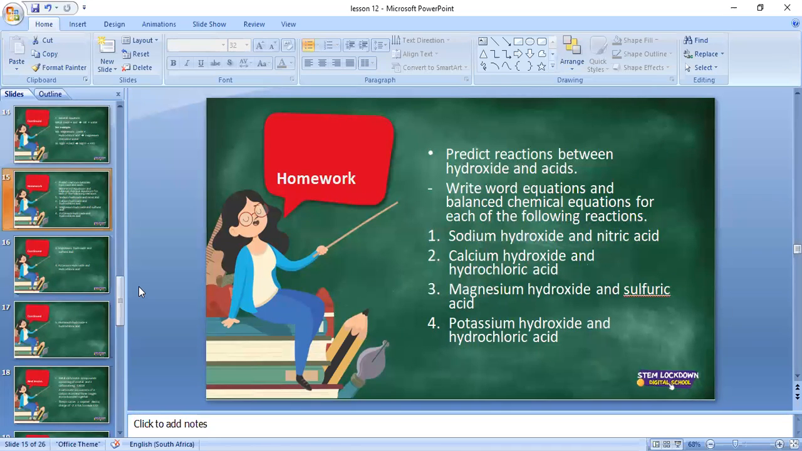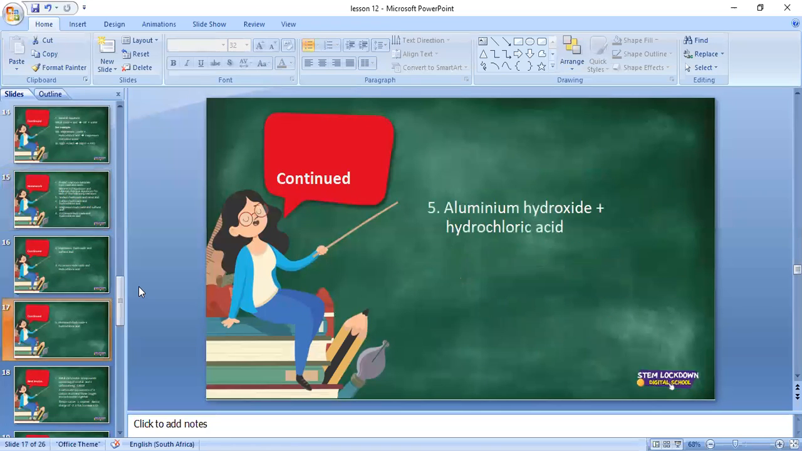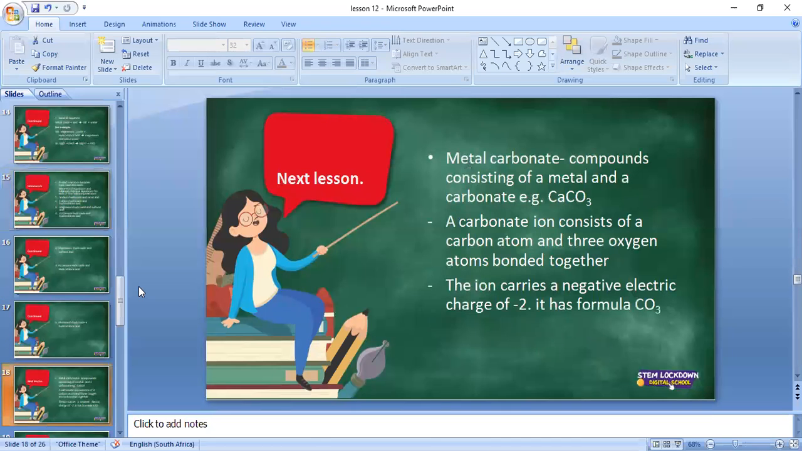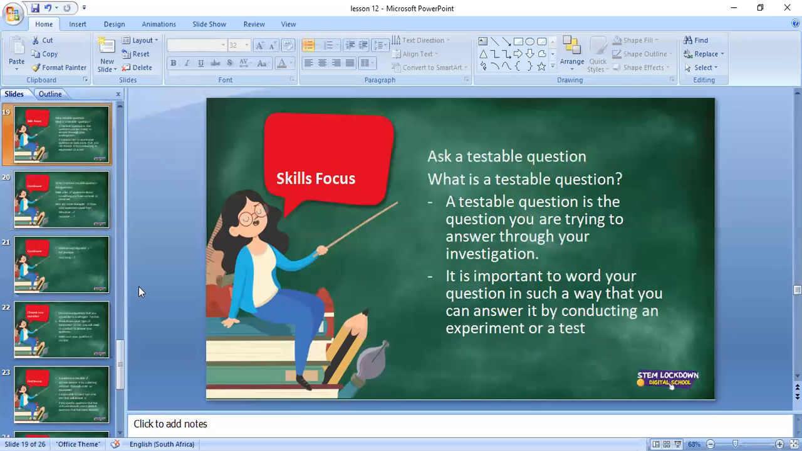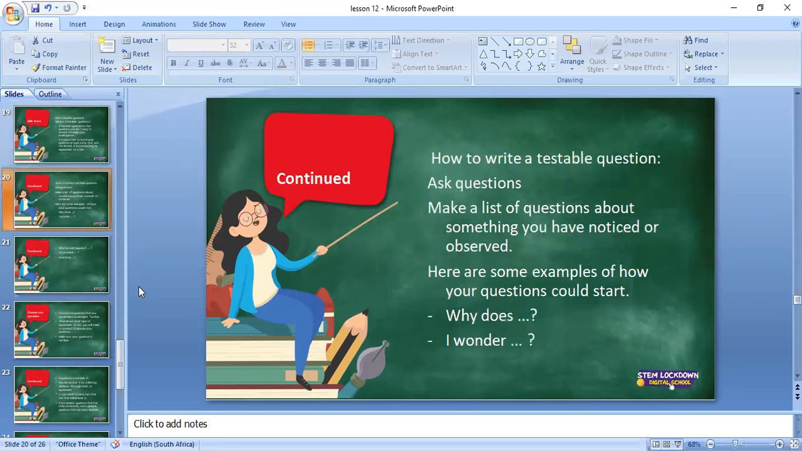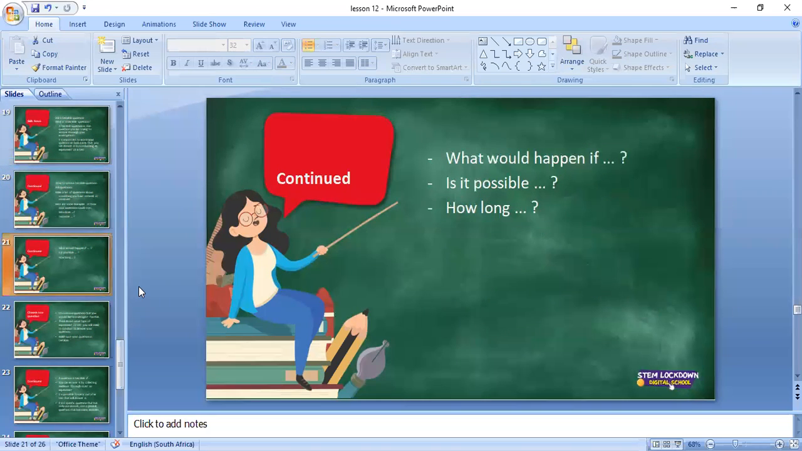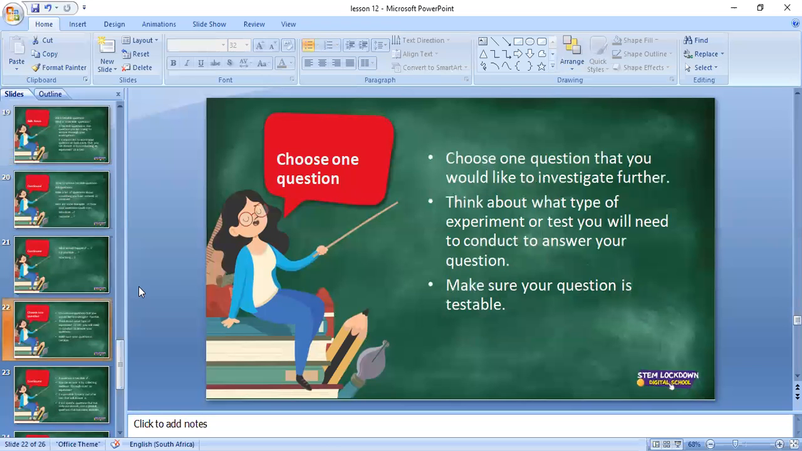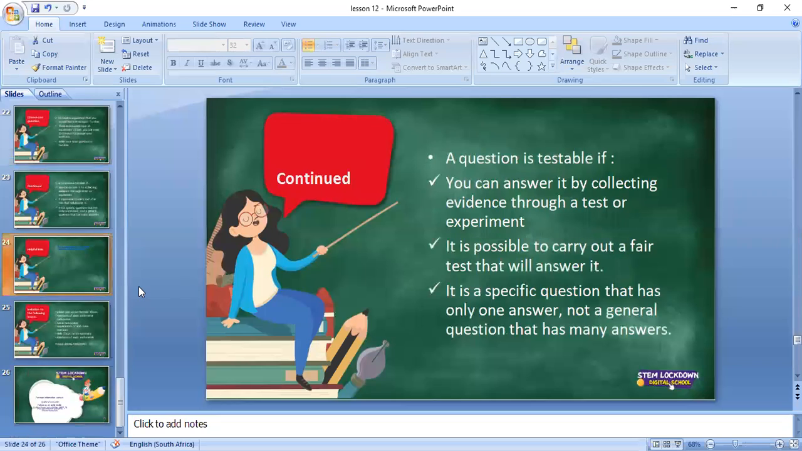Seemingly we don't have any further questions, grade 9, so let me close our lesson. In our next lesson, as I've explained, we'll look at that, and we'll also focus on our skills focus, asking a testable question. As a science learner, you need to know what a testable question is, and how to write and choose a testable question. We will be doing it tomorrow.